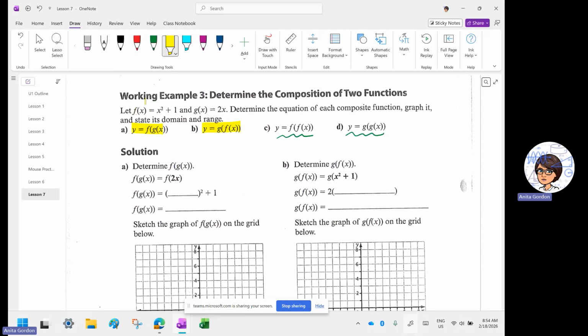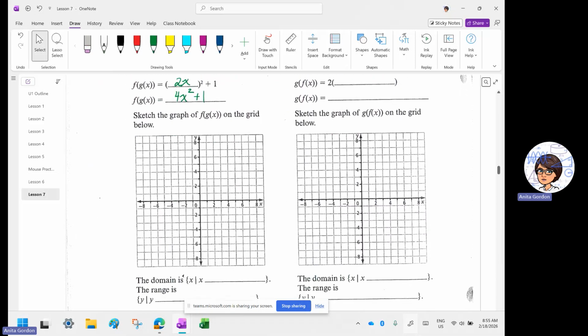So we are given the function f is a quadratic. We are given the function g. It is linear. First question asks us to determine f on the outside, g on the inside. So I start with f. I put g inside. So anywhere that I see an x, I'm going to put brackets, and I put 2x inside the brackets. So this is going to be 4x squared plus 1 is the composition, and it says sketch the graph.